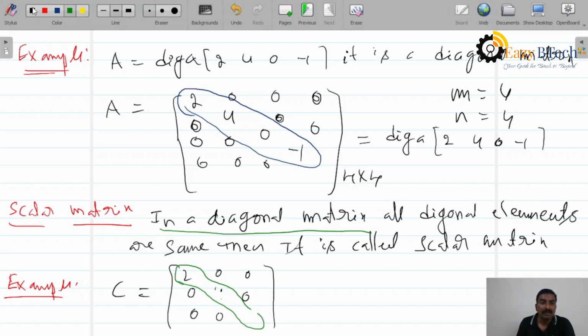Suppose, for example, 2, 2, 2. Now check it. This is the principal diagonal, and the principal diagonal is 2, 2, 2. Above the principal diagonal all are 0, below the principal diagonal all are 0. This is a square matrix. The order is 3 by 3, 3 rows and 3 columns. Above the principal diagonal all are 0, below the principal diagonal all are 0. Therefore, it is a diagonal matrix. See the diagonal elements: all the diagonal elements are same. So, therefore, it is a scalar matrix.